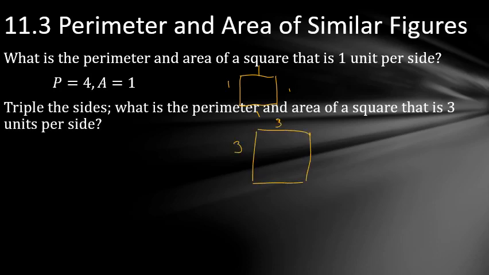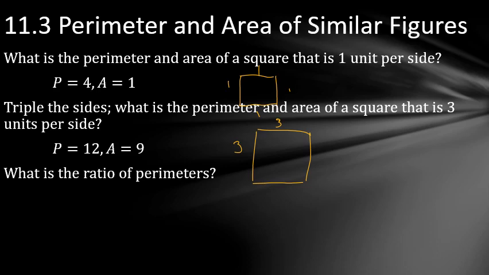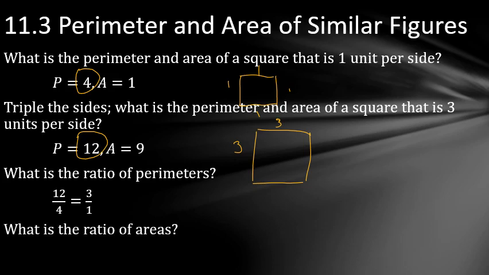What's the perimeter and area of a square that's 3 units on each side? Well, the perimeter would be 3 plus 3 plus 3 plus 3, or 4 threes, which is 12. And the area would be 3 squared, or 9. What's the ratio of the perimeters? If I take 12 and divide it by 4, I get 3 to 1. What's the ratio of the areas? Well, that'd be 9 to 1.